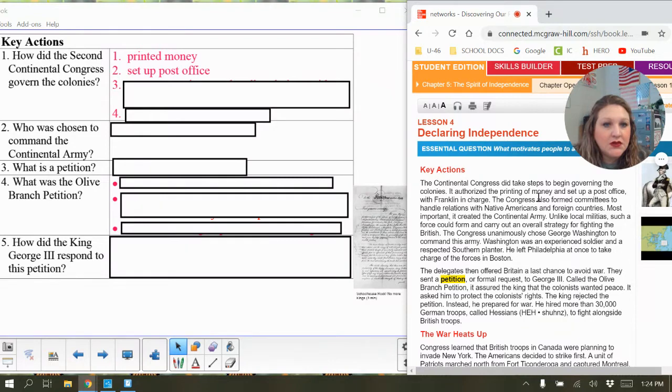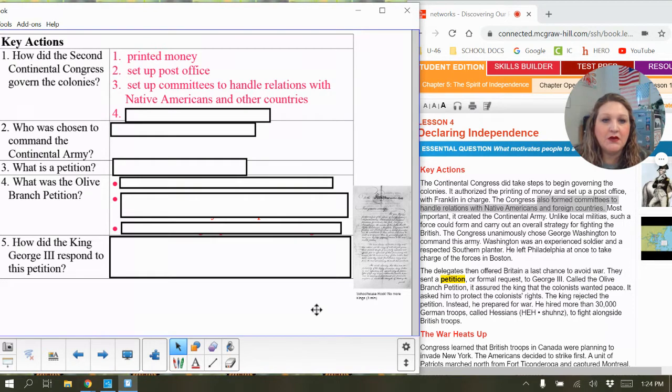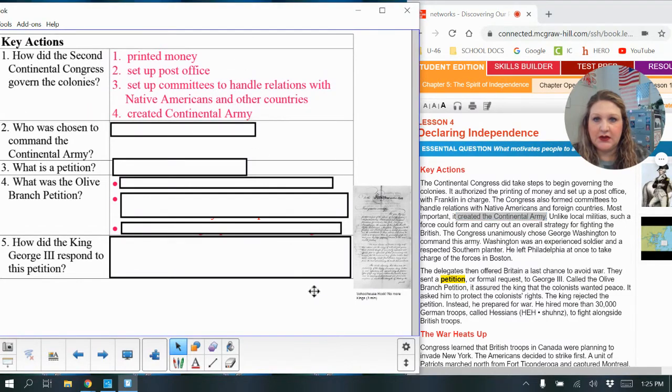Then the Congress also formed committees to handle relations with Native Americans and foreign countries. And most importantly, it created the Continental Army. And I am going to give you a moment there to get that information in.